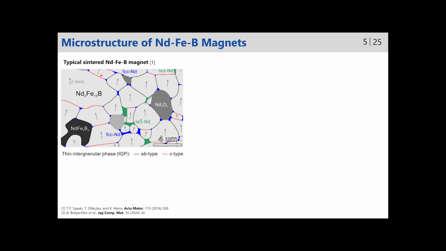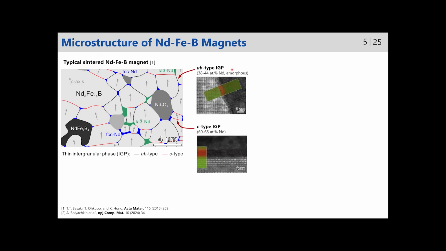At the same time, we have some secondary phases like metallic neodymium, different oxides, other secondary phases, and most importantly, between grains, we have a very thin intergranular phase. There are different types of this phase with different chemical composition, and this very thin area is also important to describe coercivity. So we have a scale of microstructural features from nanometers up to microns, which we should cover in simulations.